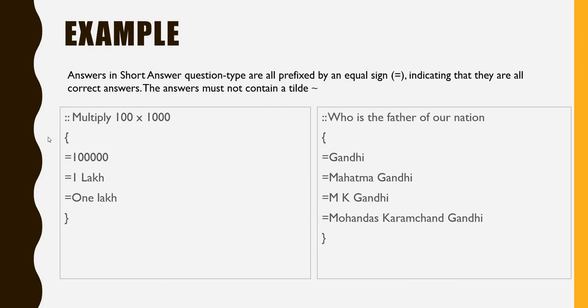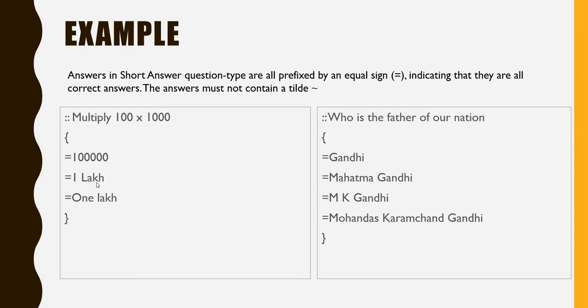Alright, let's check the first example. The question is like this: multiply 100 by 1000. So this is a short answer type, right? Very short answers like that. And now I am giving the responses, flower bracket open. So this answer is 1 lakh, 150 zeros. This is the right answer. A student can either write it like 150 zeros, or some student may write 1 LAKH. This is also a right option.